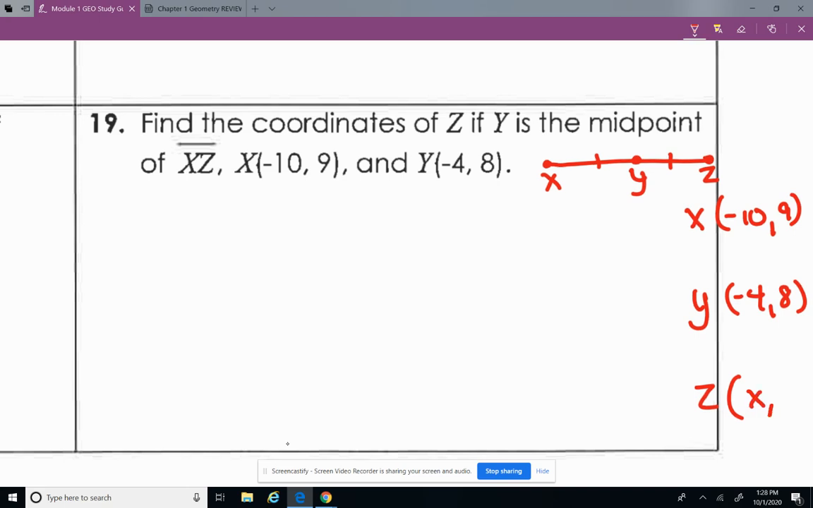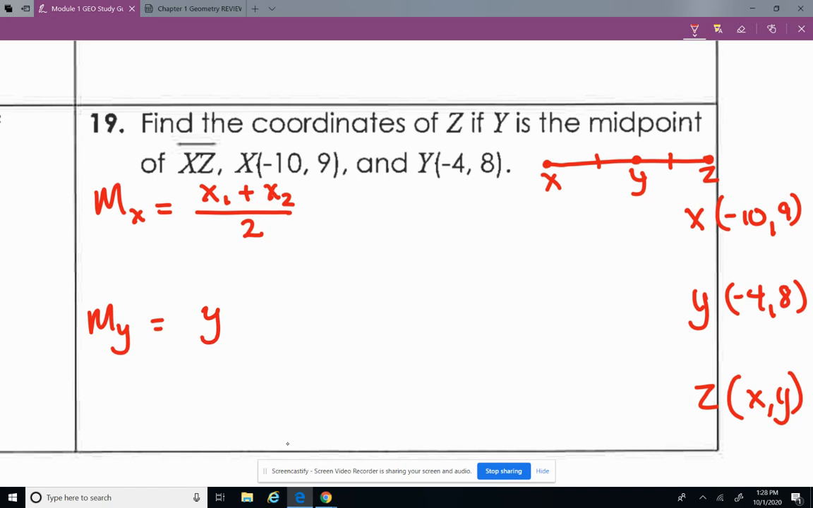So I'm going to call it (x, y). Okay, so remember the formula. M subscript x is going to be: take your two x's, add them together, and divide by 2. M subscript y, those are both your midpoint coordinates: take your two y's, add them together, divide by 2.